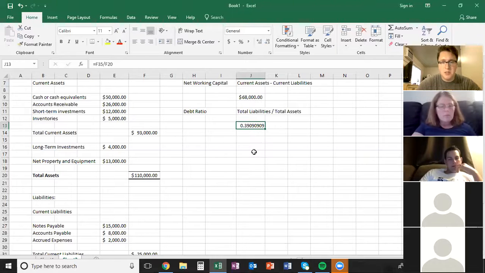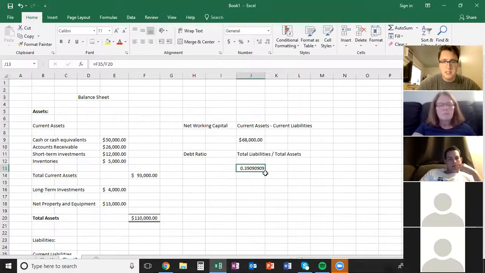Now, can anybody tell me what this tells us? It's kind of similar to the operating margin. Similar principle, but it tells us something a little bit different.